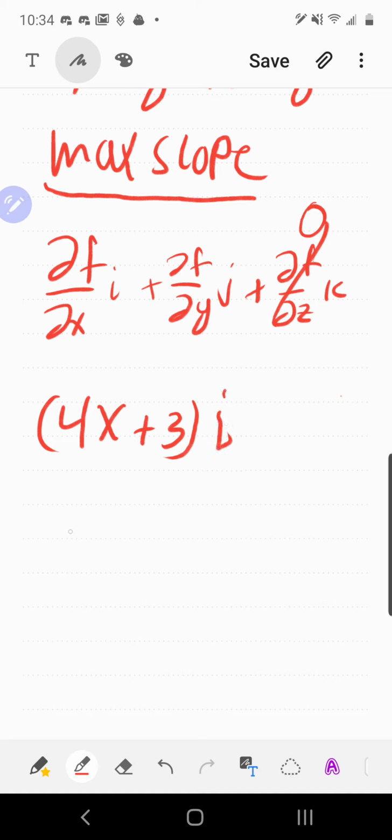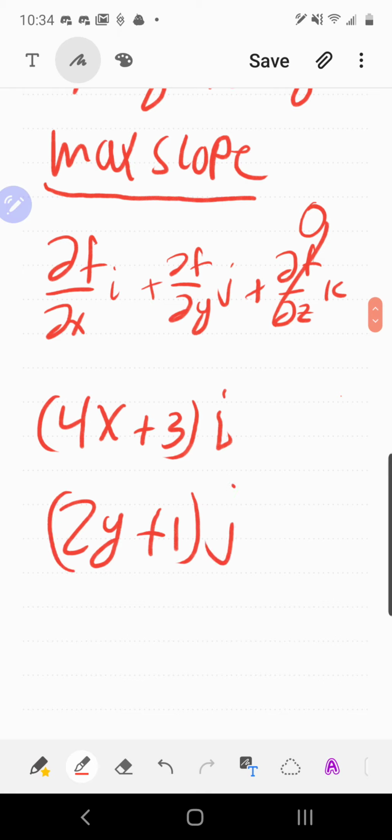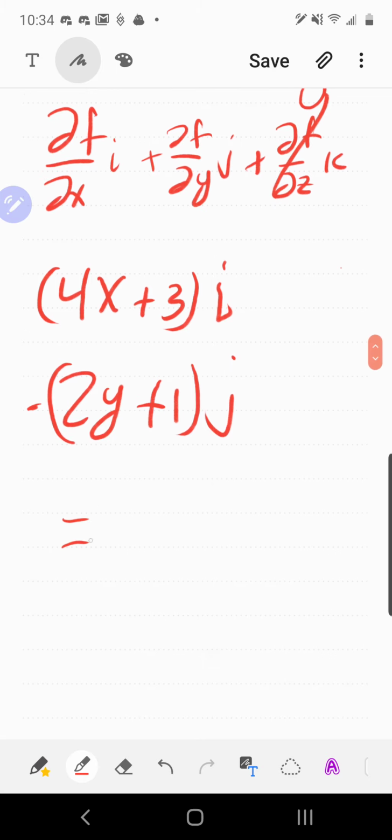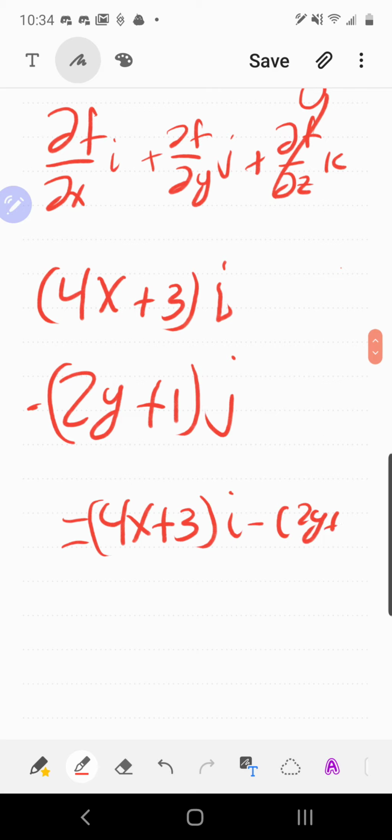And then for the j direction, we're going to have 2y plus 1, though this will be negative. So our total thing is 4x plus 3 i minus 2y plus 1 j.